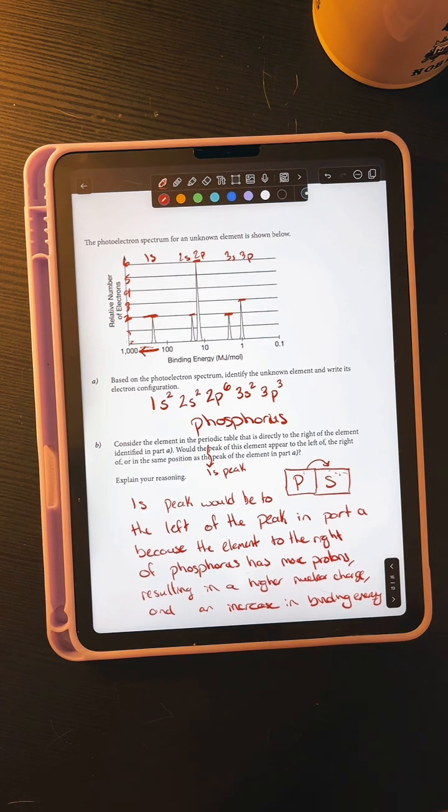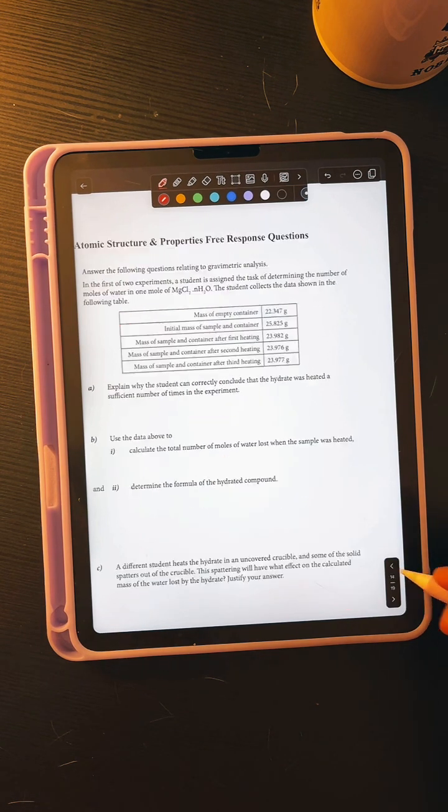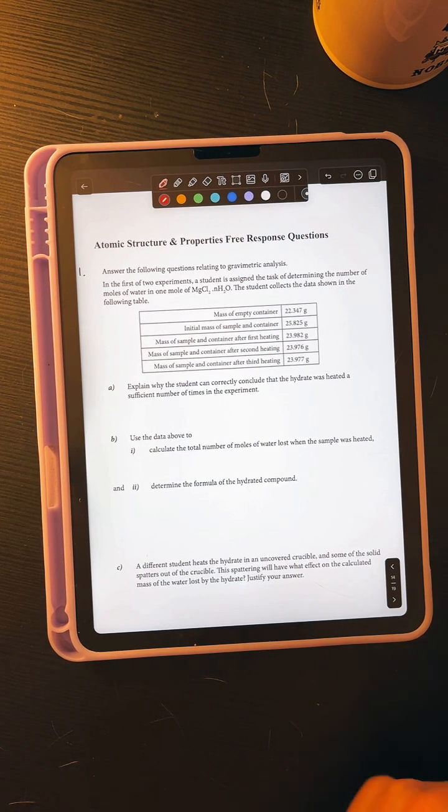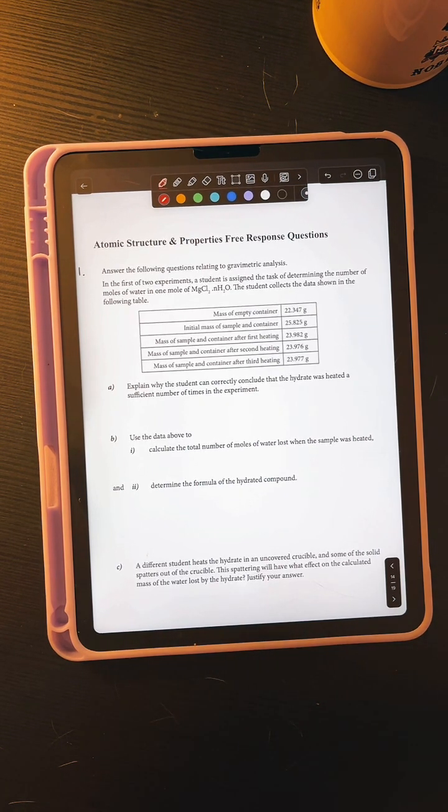We got one more free response. It's a longer one, but it is a very, very common type of question. It's gravimetric analysis. So we'll go through this question and then we'll be done for the night. So if you're just joining, we have gone through 26 multiple choice questions, a little bit of review, and this is the fourth of 4 free response questions.